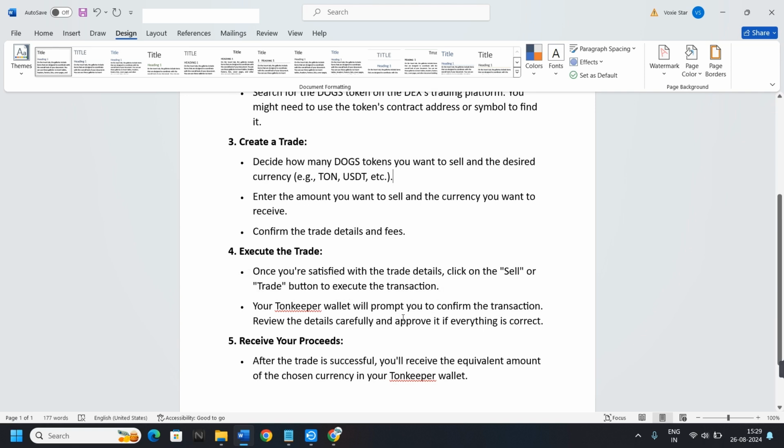In the fifth step, receive your proceeds. After the trade is successful, you will receive the equivalent amount of the chosen currency in your Tonkeeper wallet.